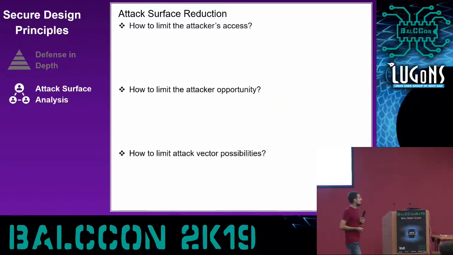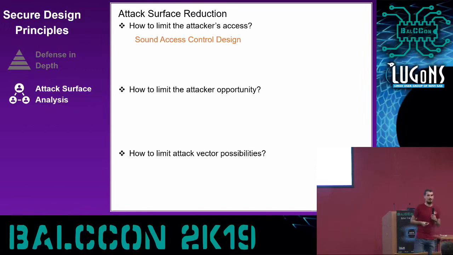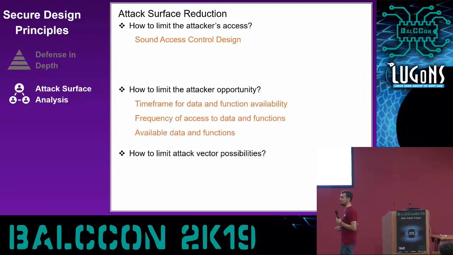So this is attack surface reduction. For limiting the attacker's access, we will examine the next set of secure design principles related to sound access control. For the attacker opportunity, we should consider the time frame when data and functions should be available, the frequency, how much availability should we have. Once again, some measurements to see what is the expected amount of queries and so on. And really, should we even have that data and functions available to begin with?